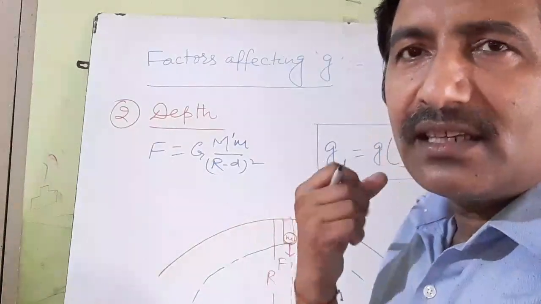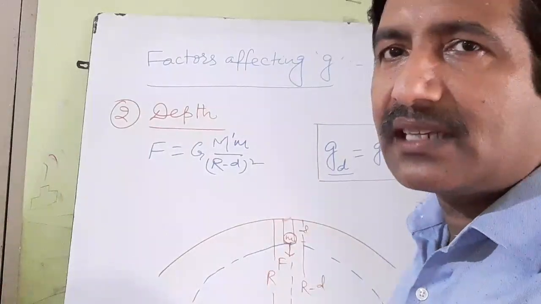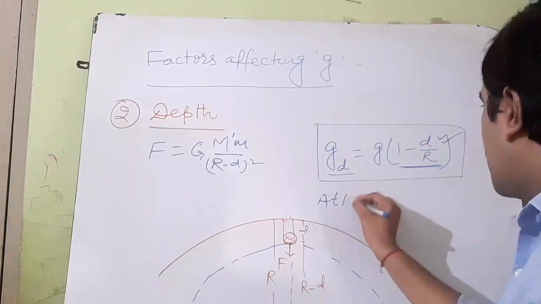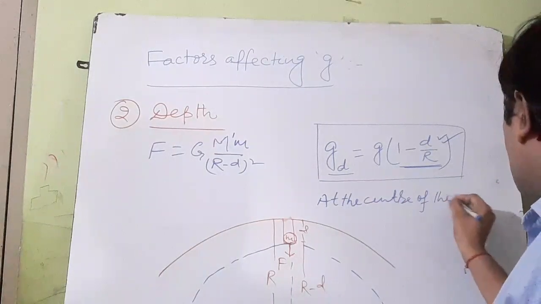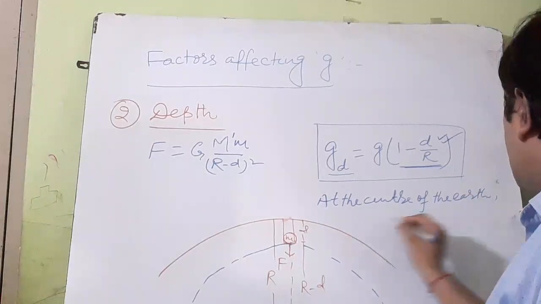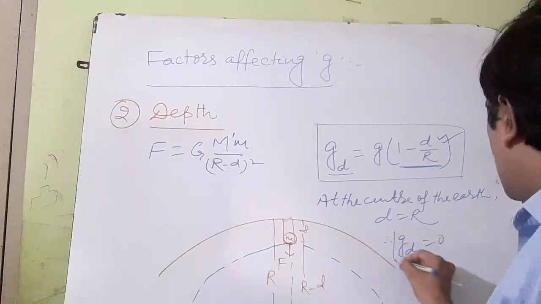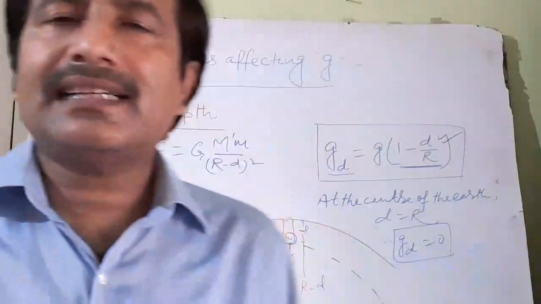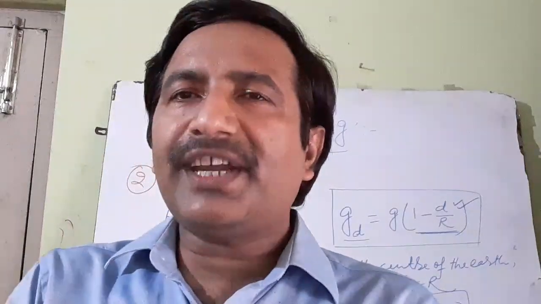Okay, means as you go inside the earth, as you go towards the center of the earth, acceleration due to gravity decreases. And at the center of the earth, this d becomes R, and therefore gd is equal to 0. Means at the center of the earth, acceleration due to gravity is 0. This is the reason that if you go to the center of the earth and want to take the weight of a body, the weight of the body will become 0.